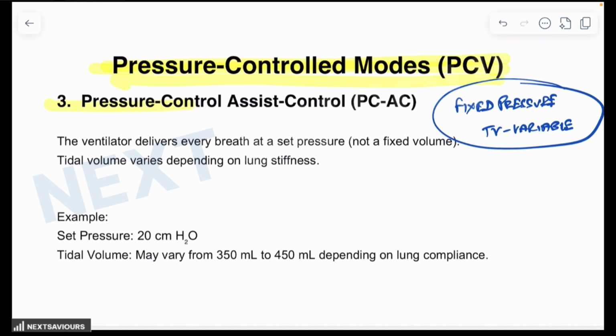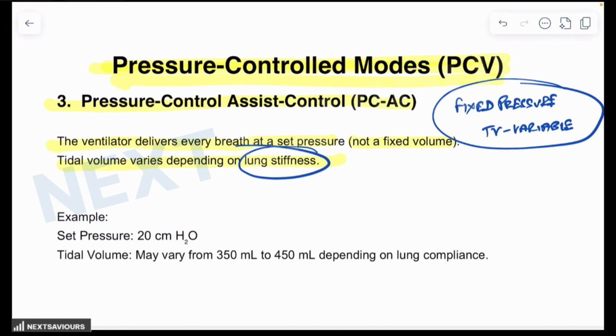One is pressure control assist control. That means full control of the pressure. Here, the ventilator delivers every breath at a set pressure, not a fixed volume. The tidal volume varies depending upon the stiffness of the lung. So obviously, it is best for the conditions where there are stiff lungs like ARDS or COVID-19 pneumonia, where the volume control may cause high pressures.